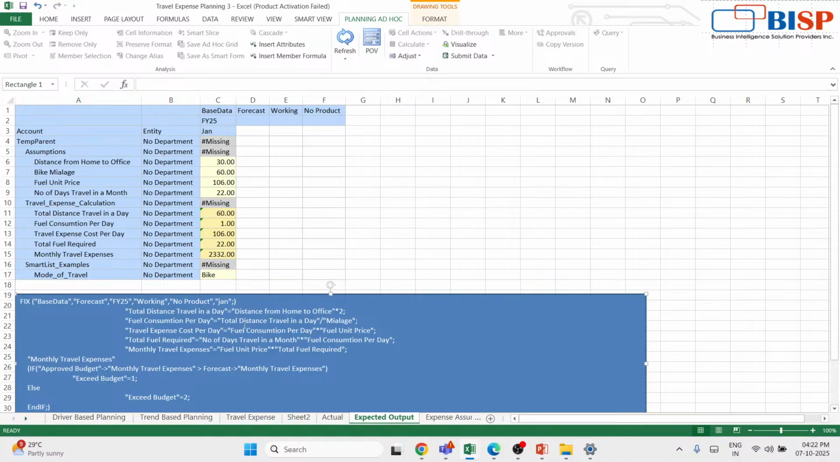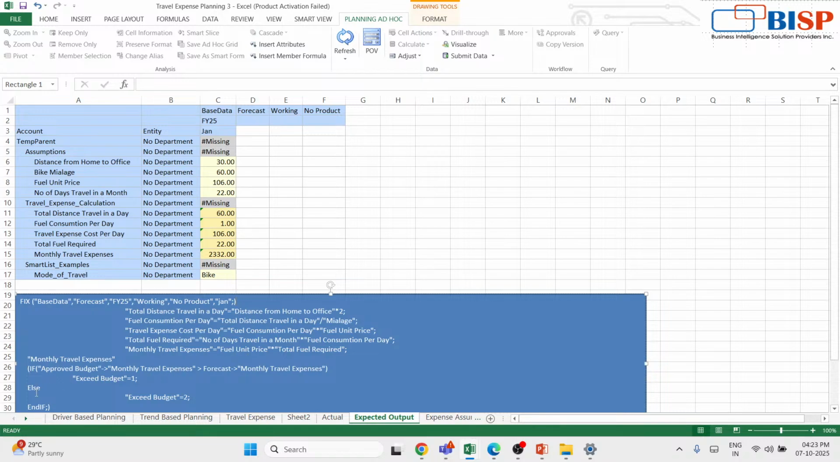So the monthly travel expense, if the approved budget is greater than or equal to monthly travel expense, or greater than forecast, or greater than or equal to monthly travel expense, then exceed budget would be equal to 1, else exceed budget equals 2.